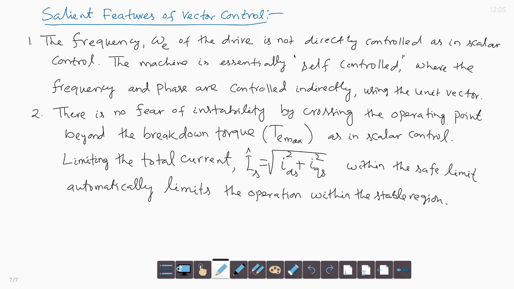In scalar control drive, if the breakdown torque is exceeded, then the motor will lose stability and stop. But in a vector control drive, the current components IDS and IQS are controlled. So, when we control IDS and IQS, we limit the stator current, which is the square root of IDS square plus IQS square. Limiting the total stator current within the safe limit will automatically limit the operation within the stable region and the torque below the maximum torque.